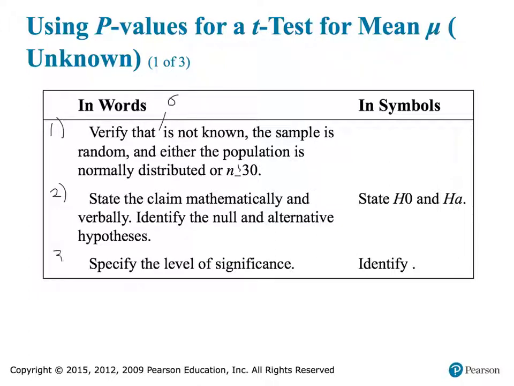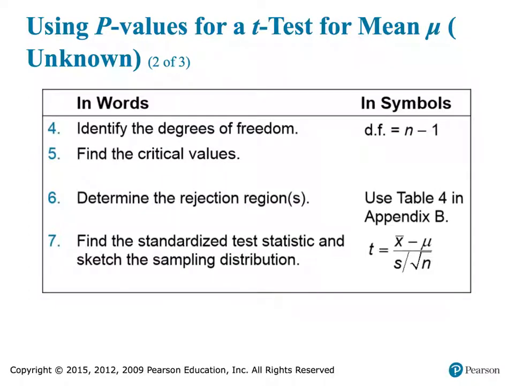Third, specify our level of significance, which we know is alpha. Okay, that'll be given to us. Fourth, identify our degrees of freedom, which of course is n minus 1. Fifth, find our critical value using the table, and I see on my slide I say table 4, it's actually table 5.